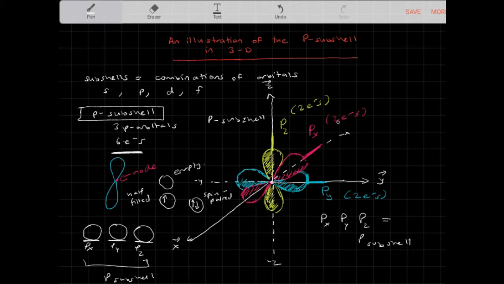So this is a representation of a subshell. I use the P subshell because it's much easier to look at than the D subshell or the F subshell, which would need some kind of 3D imaging animation. But this will give you an understanding of what a subshell is. Once again, it's a combination of orbitals, and it's really important to memorize how many orbitals make up each type of subshell and how many electrons that subshell can hold.